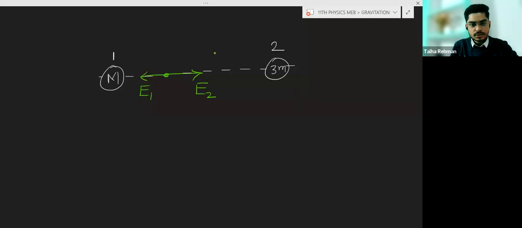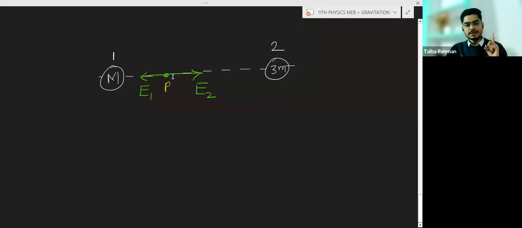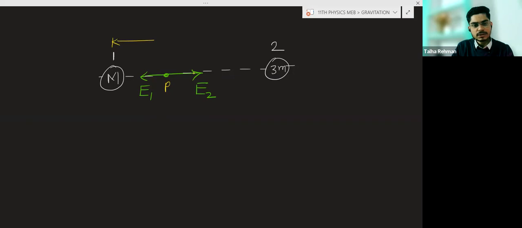Suppose this is the point P at which the gravitational field due to both the masses is zero. Due to this mass m, at this point P, the direction of the gravitational field is in this direction. And due to this other mass, at point P, the direction of the gravitational field will be in this direction. And this whole distance is 9 centimeter.